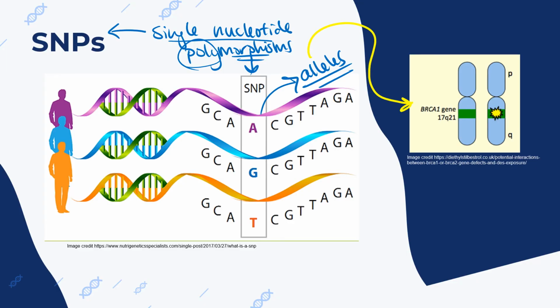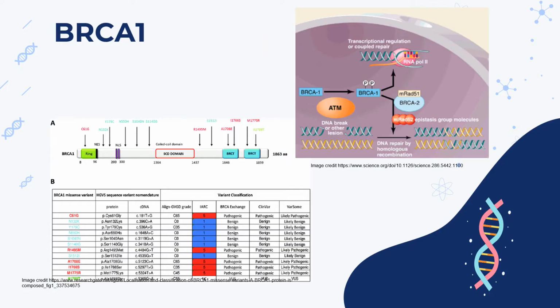Mutations in the BRCA1 gene. So BRCA1 stands for breast cancer type 1. A mutation in this gene is going to make us more likely to get, not have to get, but more likely to get certain forms of cancer. The function of this BRCA1 gene is to phosphorylate broken DNA.